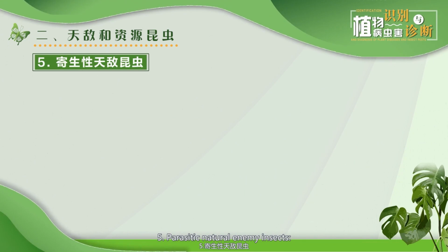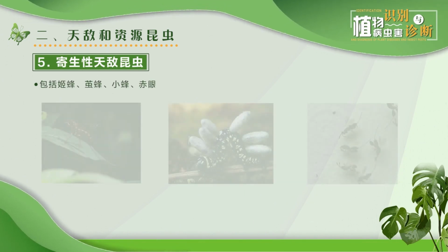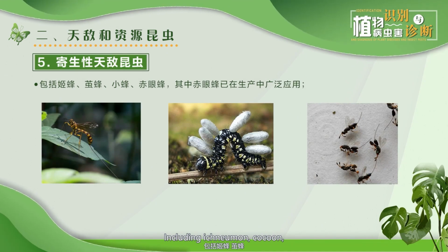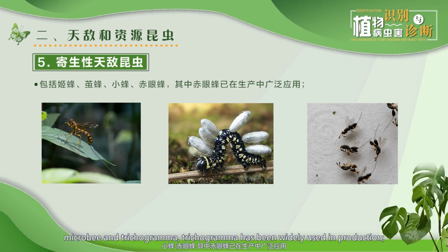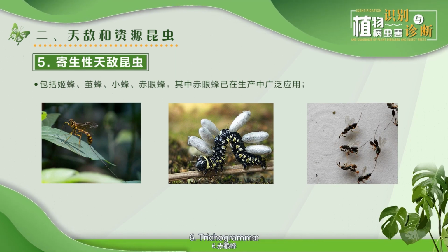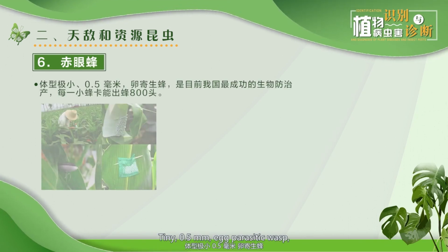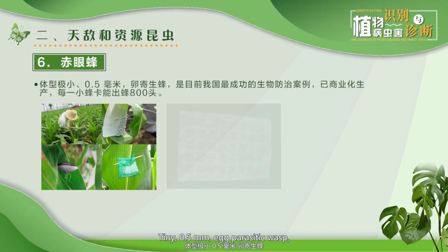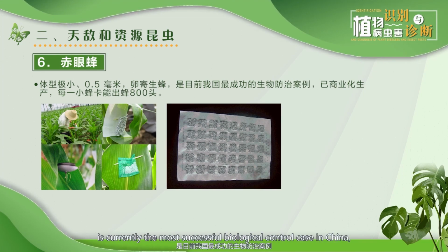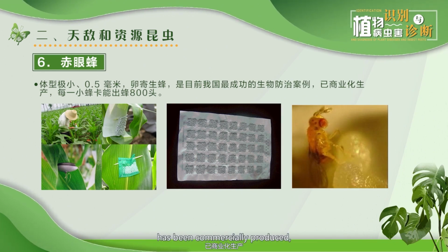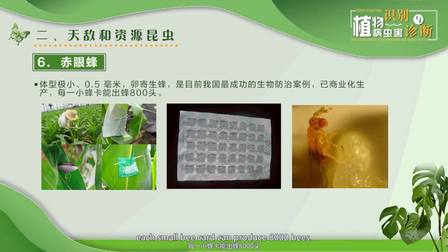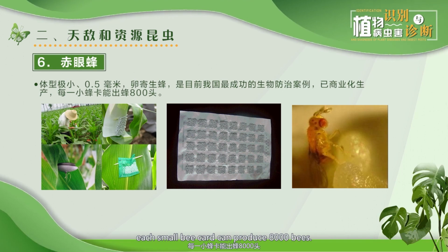5. Parasitic natural enemy insects, including ichneumon, cocoon wasps, and trichogramma. Trichogramma has been widely used in production. 6. Trichogramma, tiny, 0.5 mm, egg-parasitic wasp, is currently the most successful biological control case in China, and has been commercially produced. Each small bee card can produce 8,000 bees.